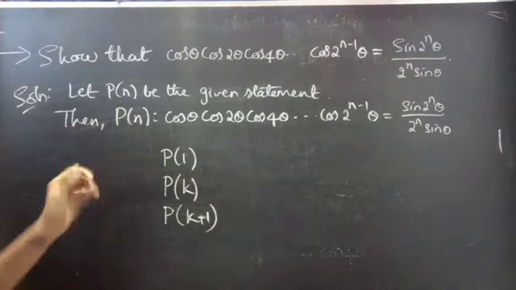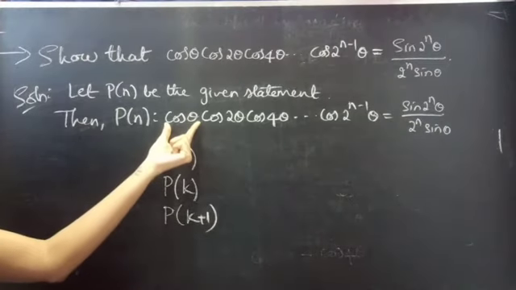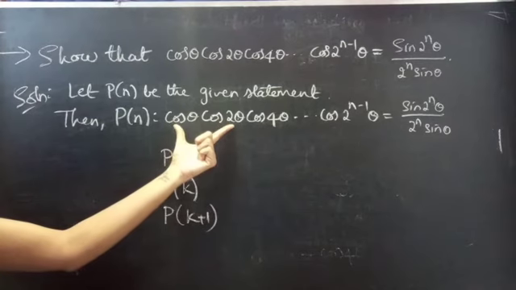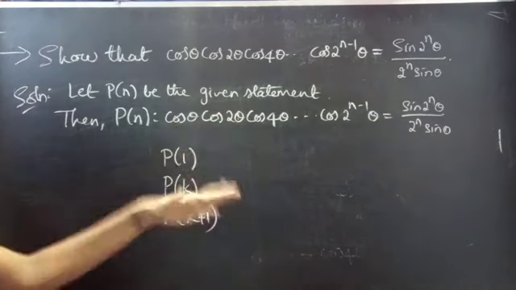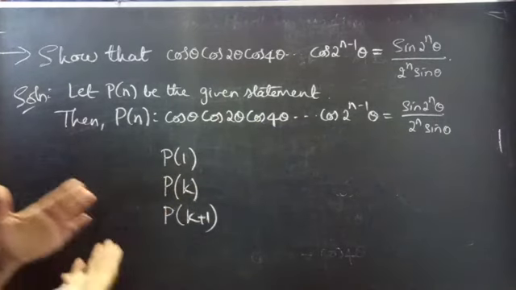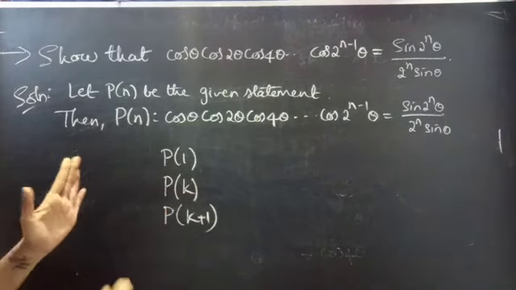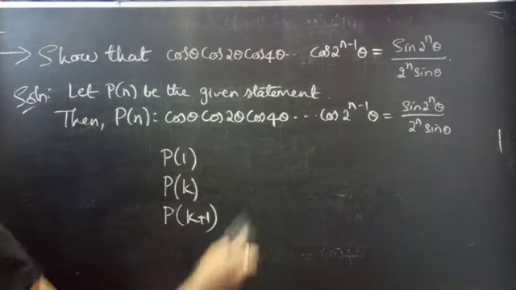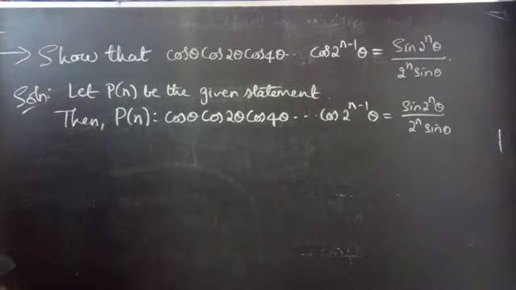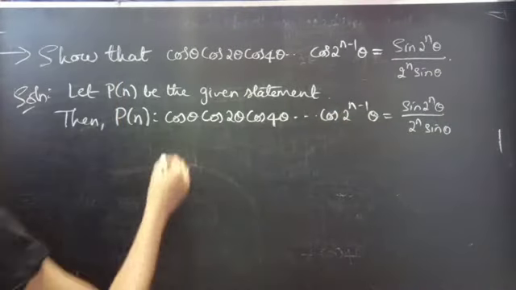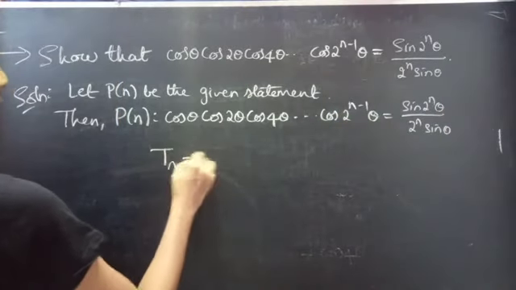So when n equals 1, we'll consider the first term in the LHS. When n equals 2, we'll consider the product of the first two terms. When n equals 3, the product of the first 3 terms. Likewise, when n equals k, the product of the first k terms. So here we have 1, 2, 3, so on, n terms. Let's consider the nth term as Tn.